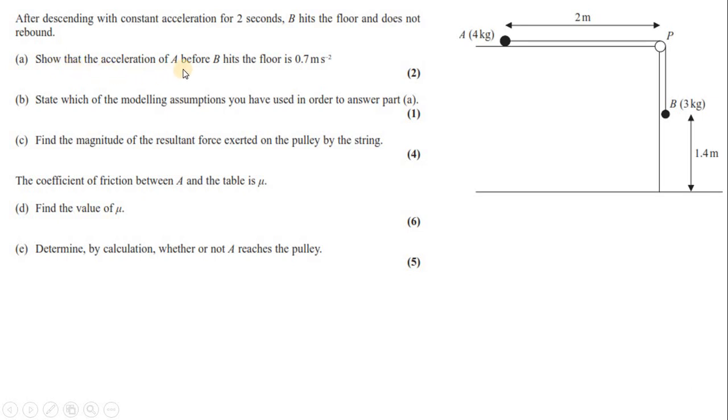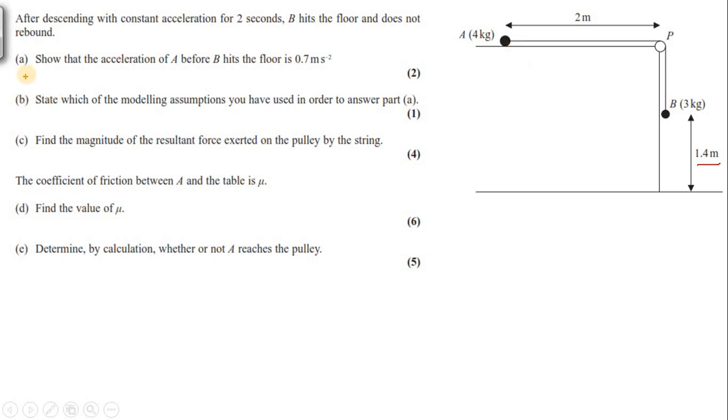Show that the acceleration of A before B hits the floor is 0.7 meters per second squared. So we need to find the acceleration of A. Remember, we assume that the string is light and inextensible. Light means the string has no weight. Inextensible means the acceleration stays the same throughout the motion. So I am using the motion of particle B to figure out the acceleration, because the acceleration will be the same. B is falling down and covering a height of 1.4 meters, and I'm going to use this height to find the acceleration of particle B, which will be the same as for A.